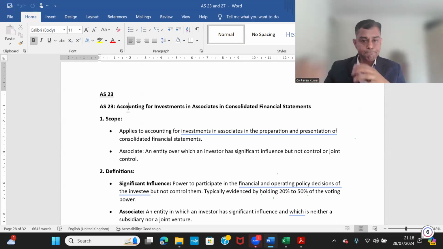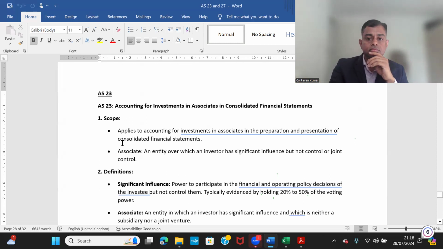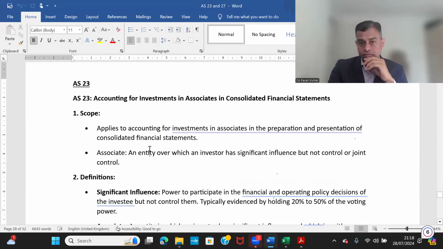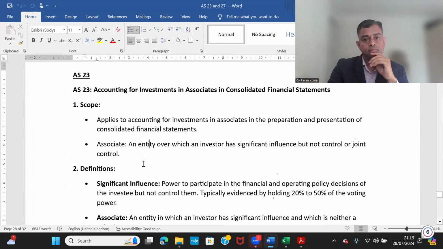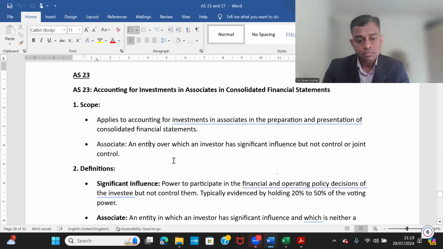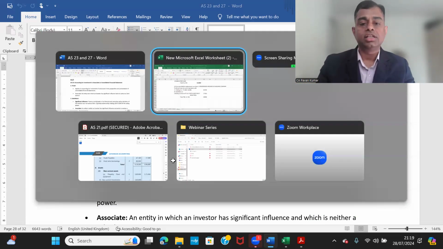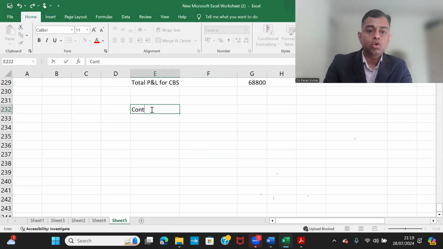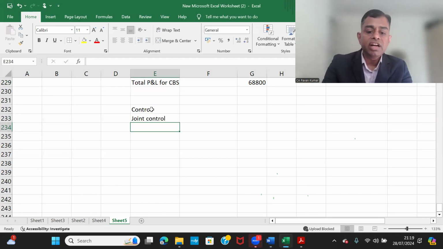Accounting for investment in associate in consolidated financial statements. Scope: this applies to accounting for investments in associates in the preparation and presentation of consolidated financial statements. Associate: an entity over which an investor has significant influence but not control or joint control. So, here they used three terms. One is control, second is joint control, third is significant influence.